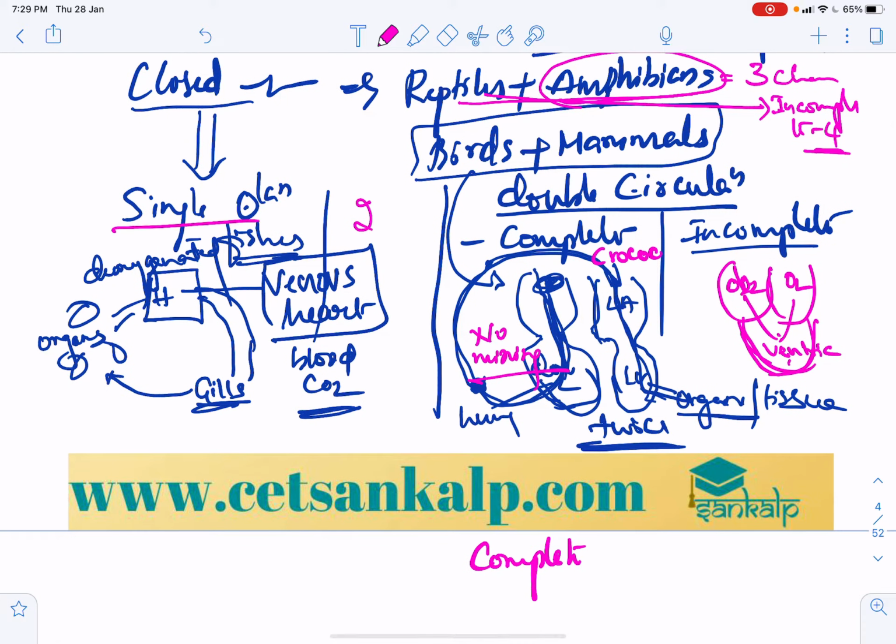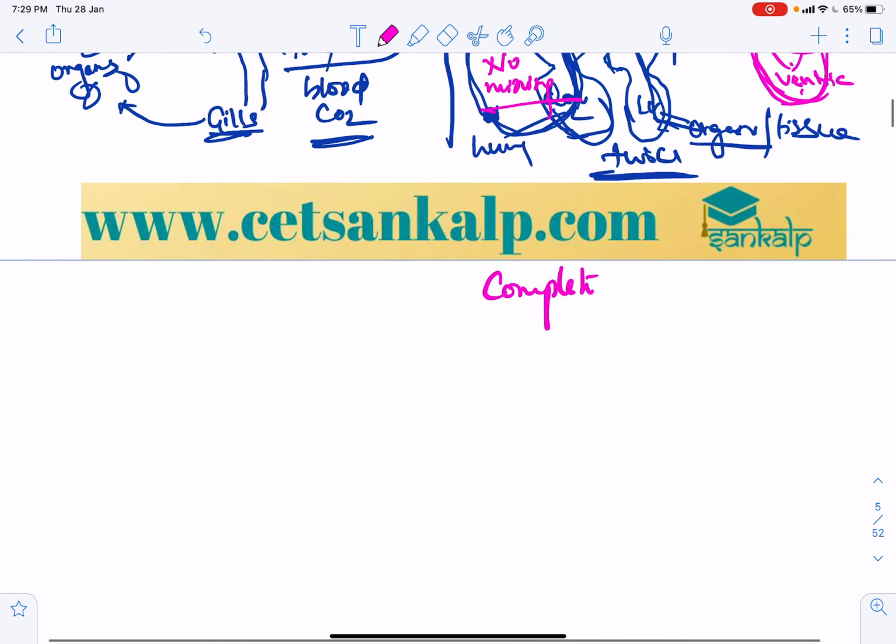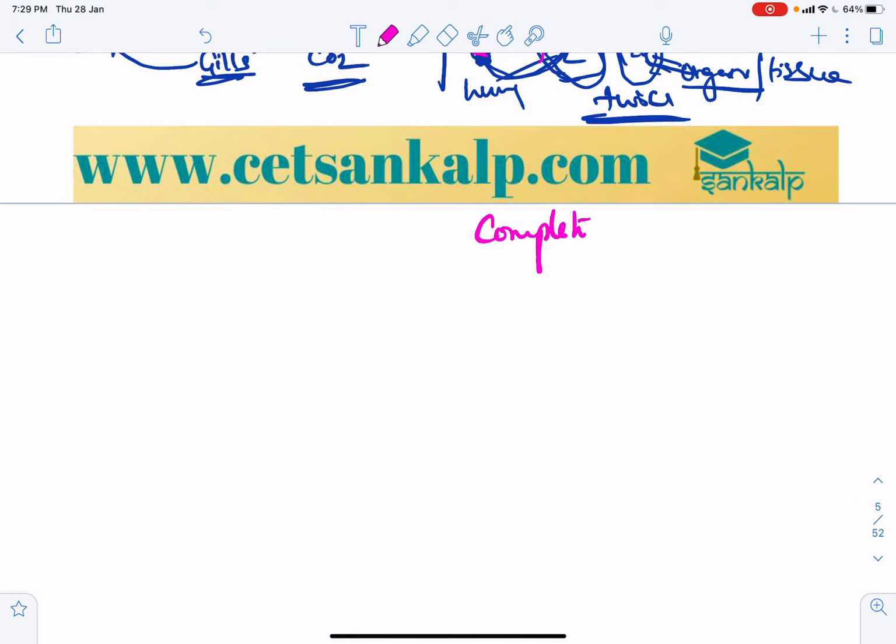That is single circulation, double circulation. Single circulation in fishes, double circulation in reptiles and amphibians. In reptiles and amphibians, blood gets mixed, hence it is called incomplete double circulation. In birds and mammals, blood won't mix, it is called complete double circulation. In the complete double circulation, there is an exception, that is the crocodile, even though it is a reptile.